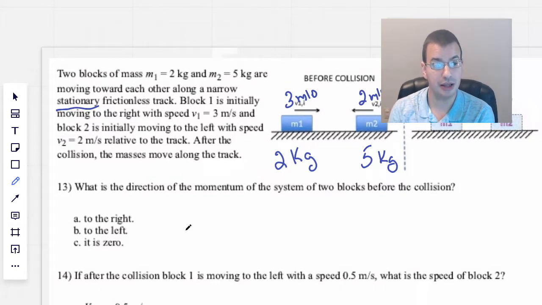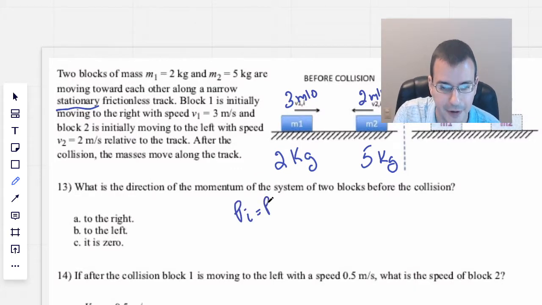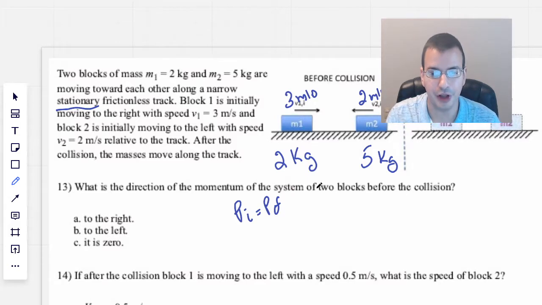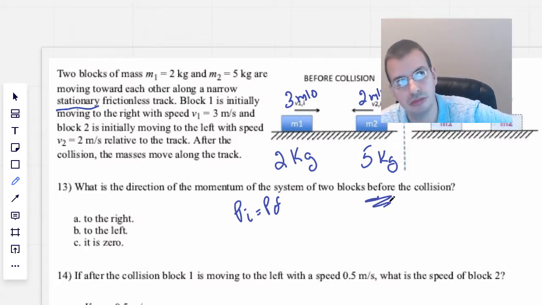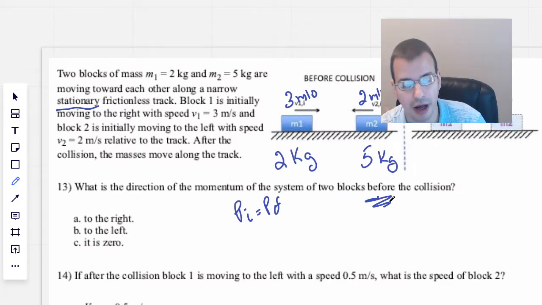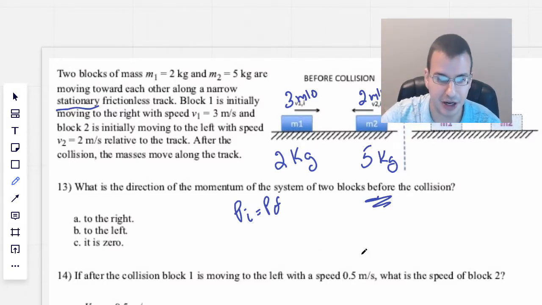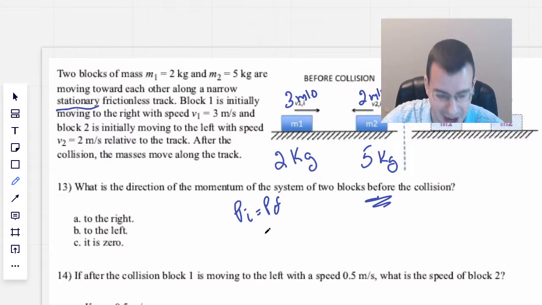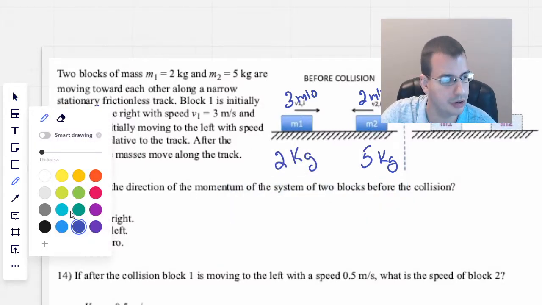Okay, so the momentum is always the same. So momentum initial equals momentum final. Therefore, the fact that they say before the collision is irrelevant, because the momentum of the system is going to stay the same. It'll be the same momentum either way. In fact, we'll probably use the momentum before the collision to find the momentum after the collision.